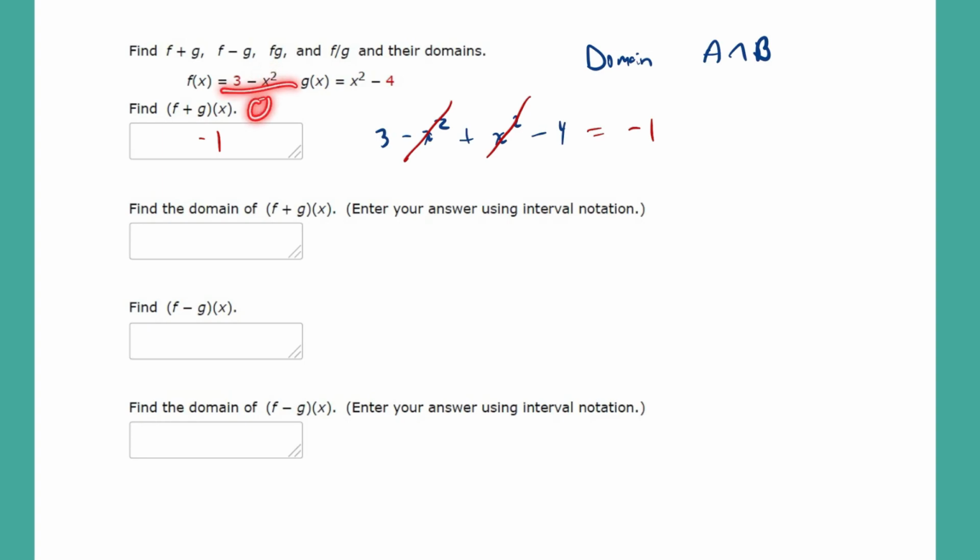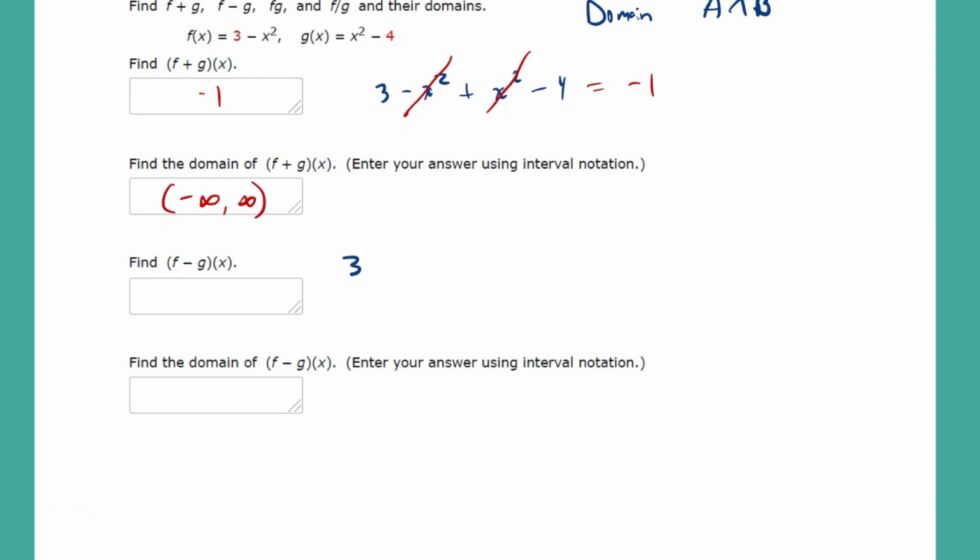x can be anything. You're not going to get undefined because there's no fraction. You're not going to get not a real number because there's no radicals. So those are the only two things you really need to worry about: denominators and radicals. In this case, there are neither. So there's no restrictions on what x can be. Any real number, same with this. So therefore, the domain is all real numbers.